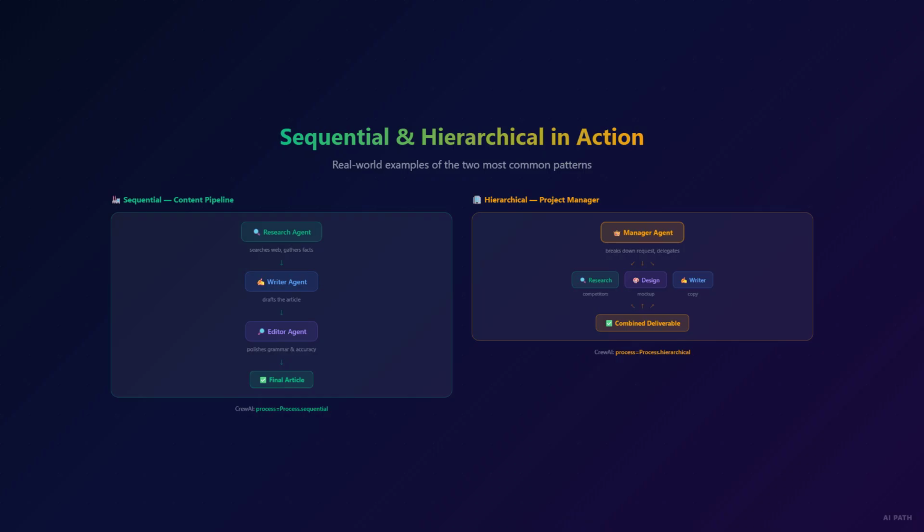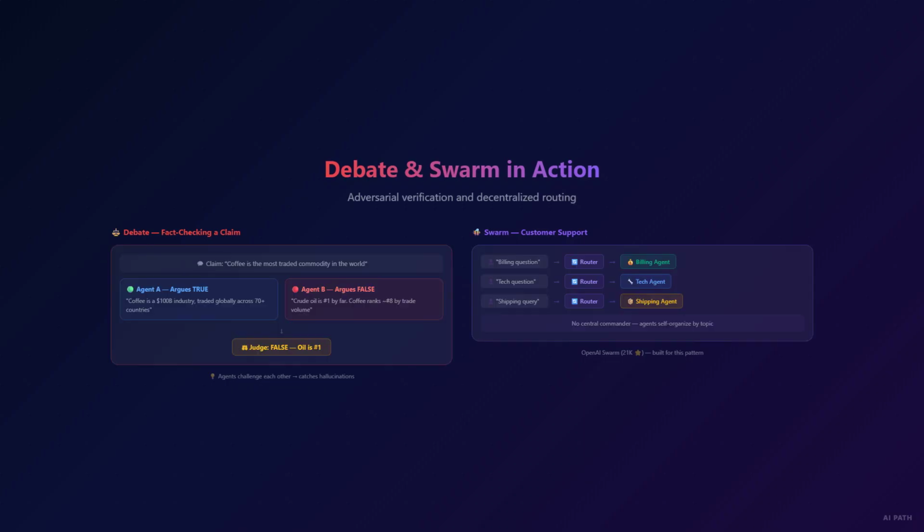Done. Now hierarchical, a project manager agent receives a request, breaks it down, and delegates. Research to the research agent, design to the design agent, copy to the writer. All 3 work in parallel, then the manager combines everything. CrewAI handles both. Just switch process equals sequential to hierarchical. LangGraph can also do both, but you wire the graph yourself. Now debate and swarm in action.